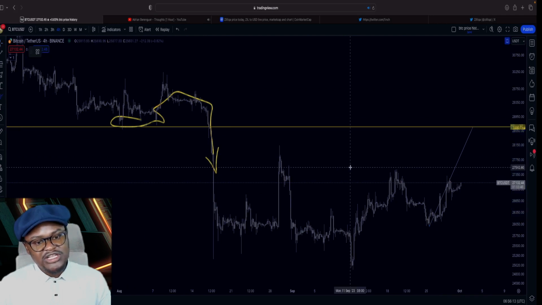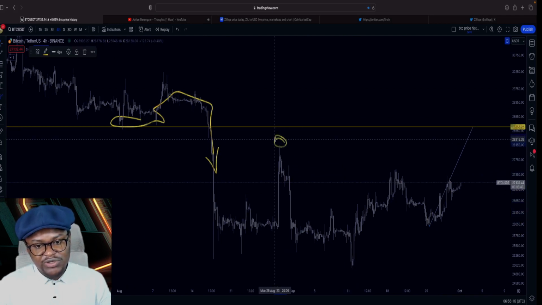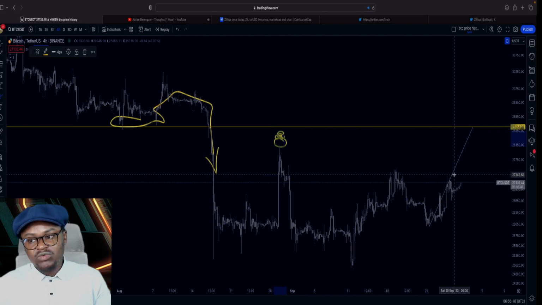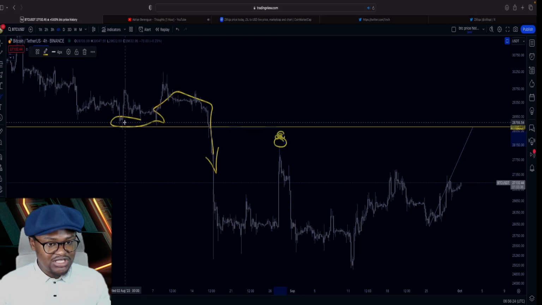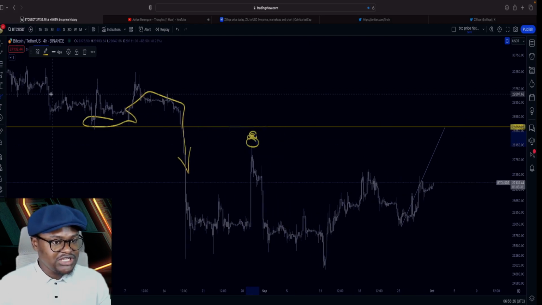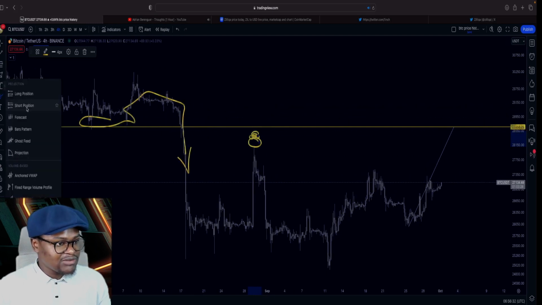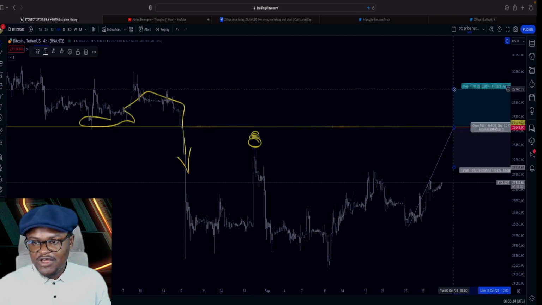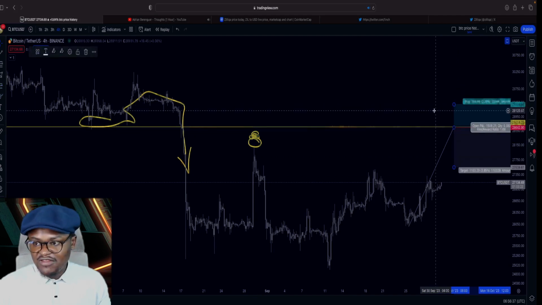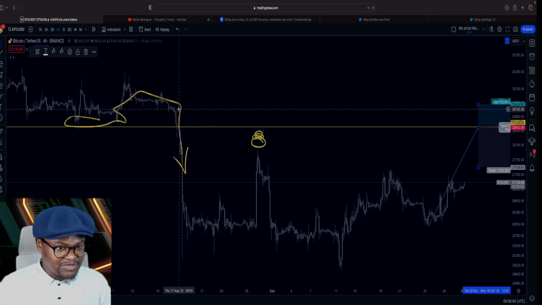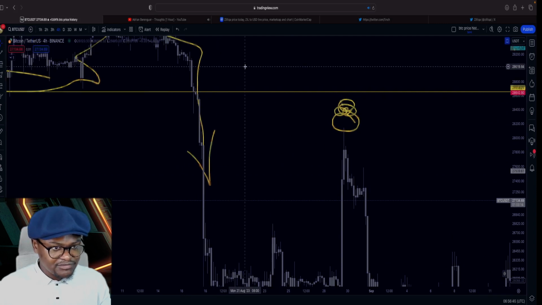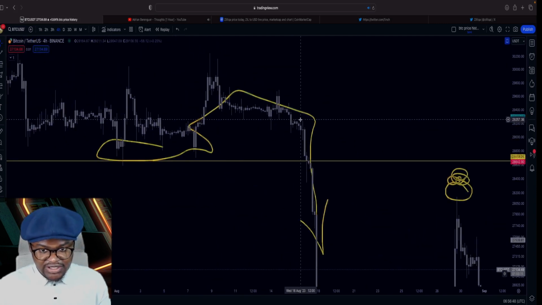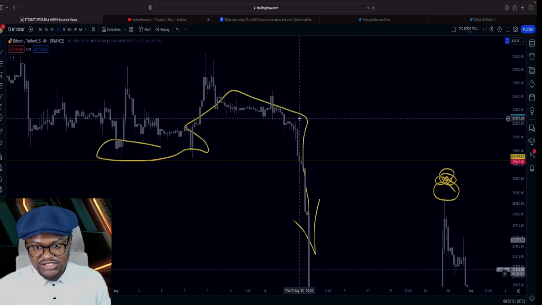BTC will not only be taking out the people who are short since here, but it will also be coming back to the break-even point of some buyers around here. If I was to take a trade on this, where will my stop loss be? My stop loss will be around this region right here. My stop loss must be above this particular candlestick right here, this doji right here. Above this doji, that's where my stop loss will be.